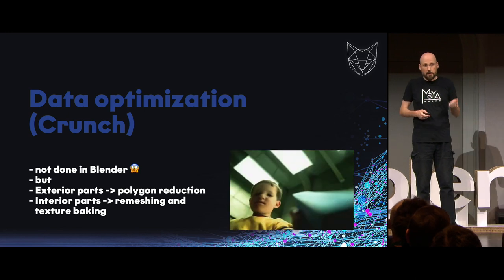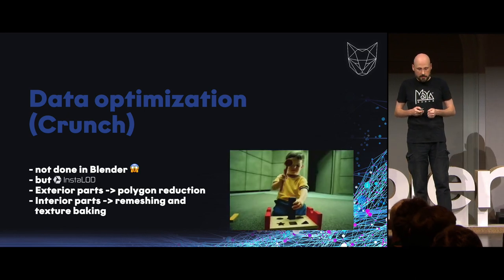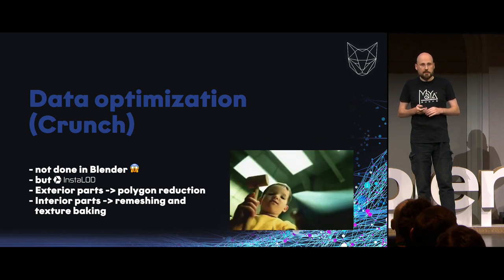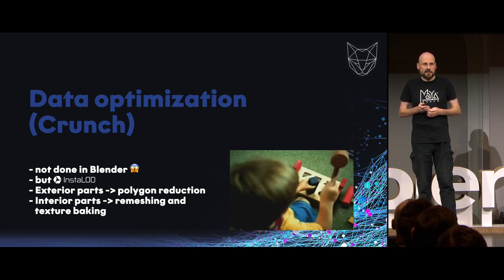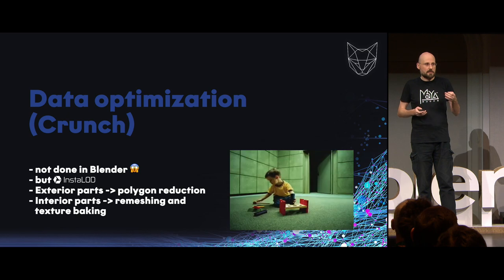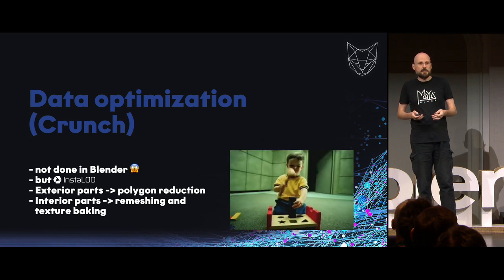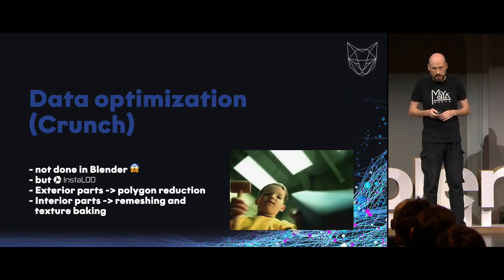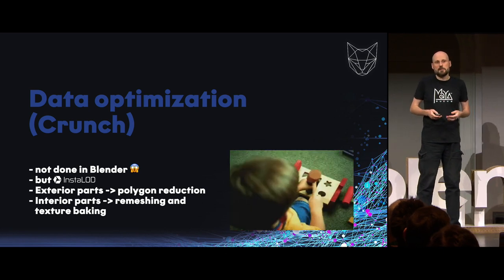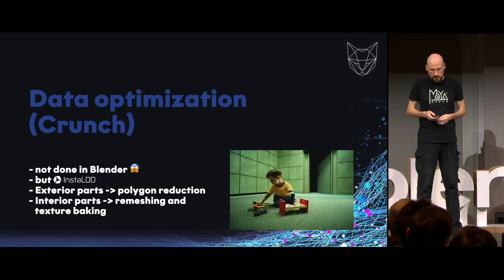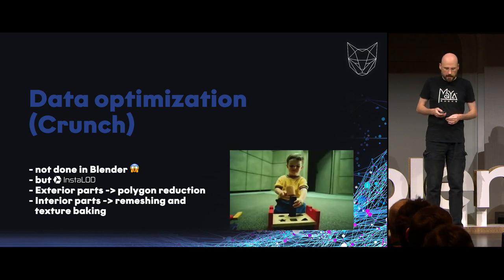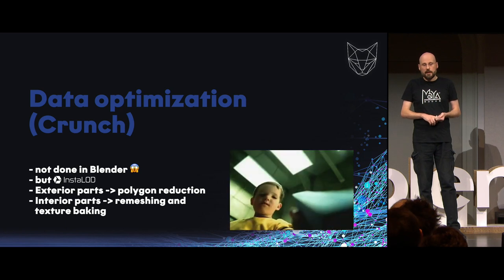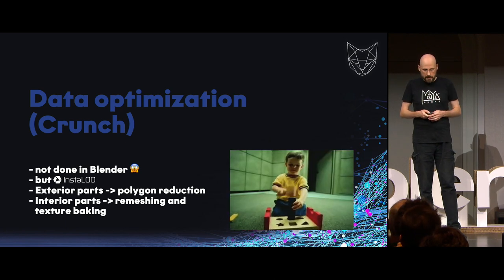And we don't do this in Blender, but instead we're doing it in a tool called Instalot. And the reason for that is because Instalot is just great at what it does. It does one thing and one thing only, and that is polygon optimization while keeping normals intact. So, on occasion, we also use the Decimate modifier, but it only gets you so far. And yeah, we use it for the polygon reduction for the exterior and for baking down the parts for the interior.